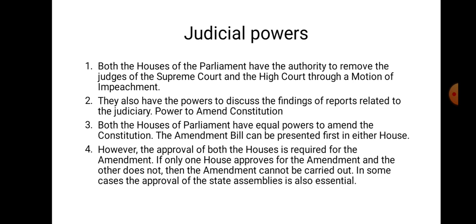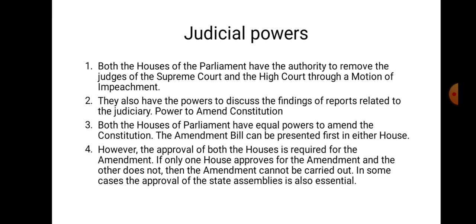They have the power to discuss the findings of the reports which are related to judiciary matters, and amend the constitution. What is amendment? Doing new changes, that is any new additions to be made to the constitution, or deleting some of the provisions which are not relevant to the present day, is called amendment. Any changes made to the constitution is called an amendment. So even any matter relating to amendment, both the houses should do the discussion. Thirdly, both the houses of the Parliament have the equal power to amend the constitution.